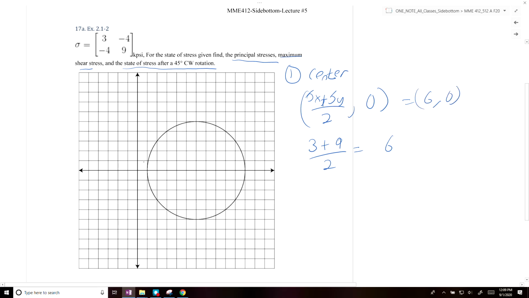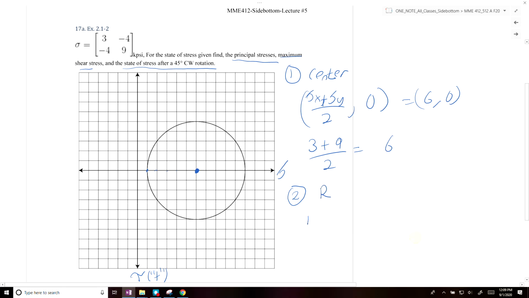All right, if we look at our coordinate system, 6, 0 is going to be 1, 2, 3, 4, 5, 6 here. So this is the center of our circle. That's the first step: plot the center of the circle. The second step is to calculate the radius.